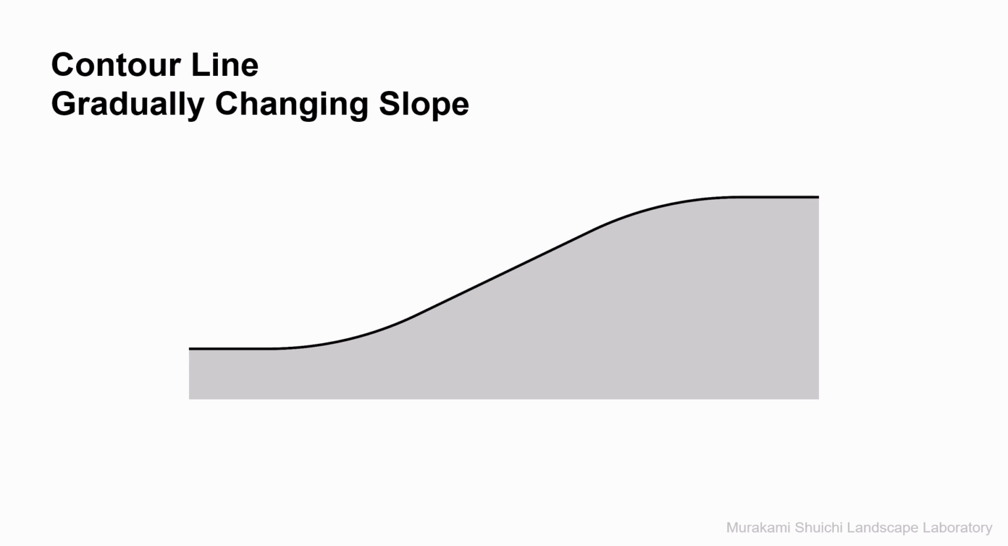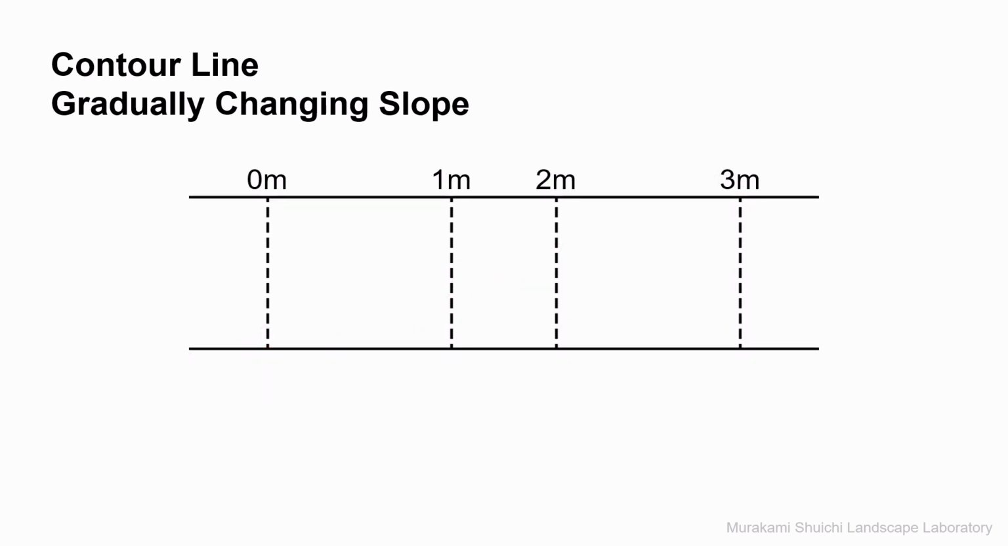Now, what about a landform in which the slope changes gradually? Let us assume the section where the lowest elevation is 0 meters and the highest is 3 meters as before. Points at 0, 1, 2, and 3 meters appear along the section in this way. When represented in plan, these elevations emerge as lines like this. Because the landform does not break at any point, the contour lines are not hidden beneath any solid break lines.